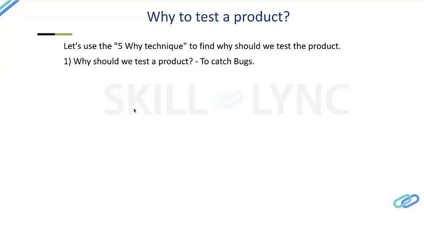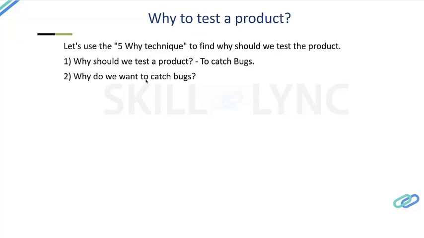Well, the simplest answer is to catch bugs. Everyone does testing to catch bugs. So a bug means a defect. In industry, we call defects bugs. So whenever your expectation does not match the actual result, it's a defect and it's called a bug. The first question is, why should I test a product? And the answer should be, I want to catch the bugs.